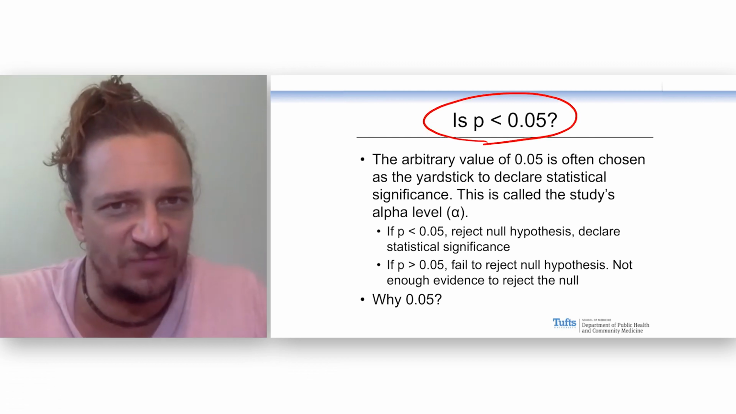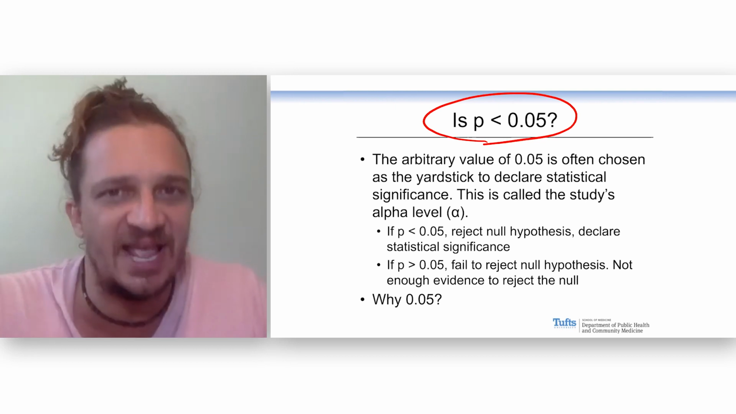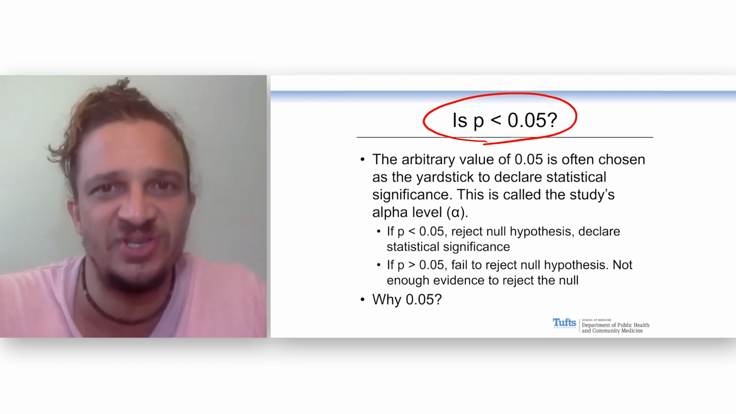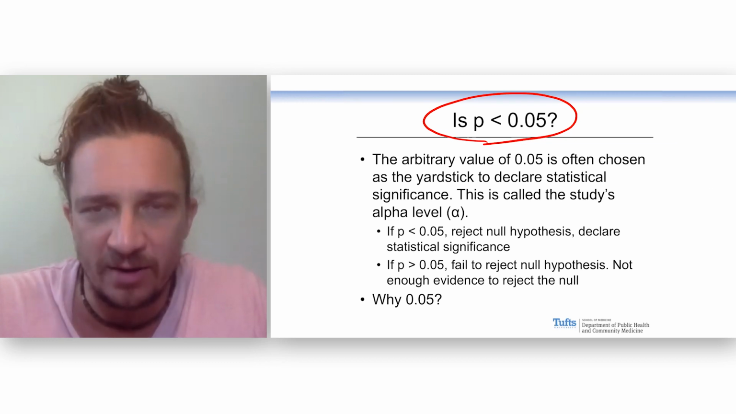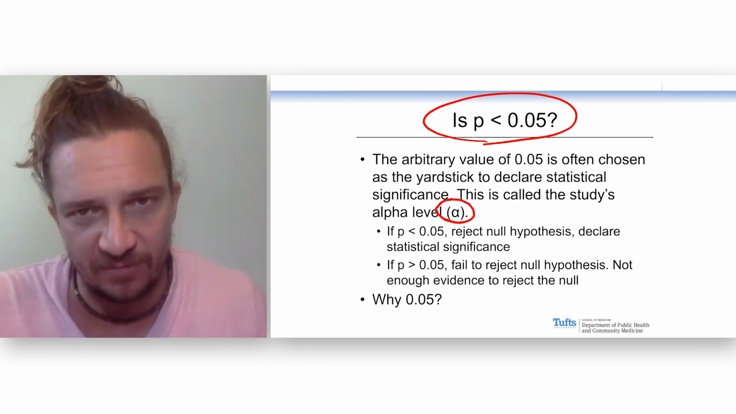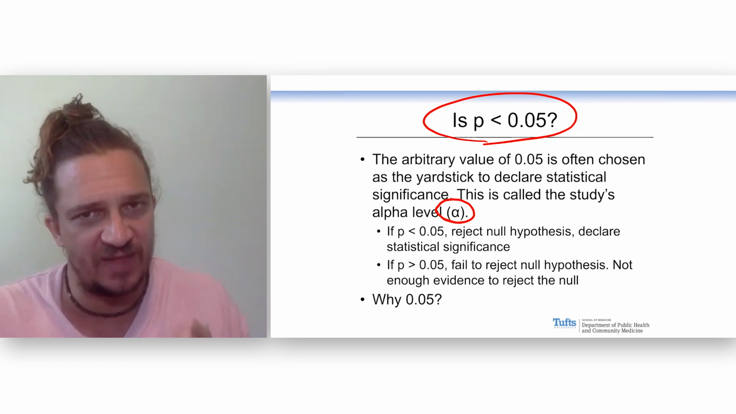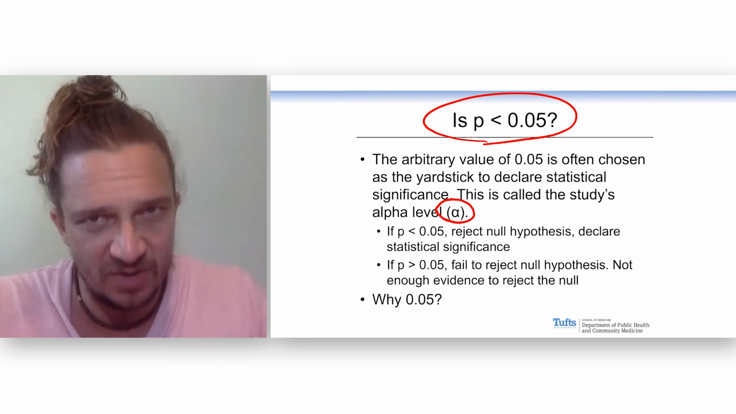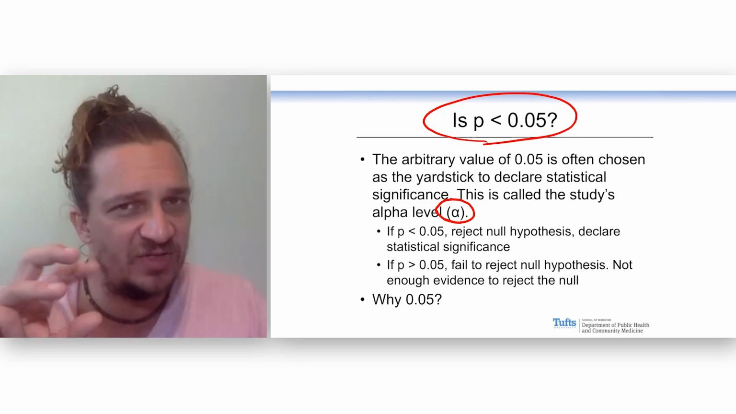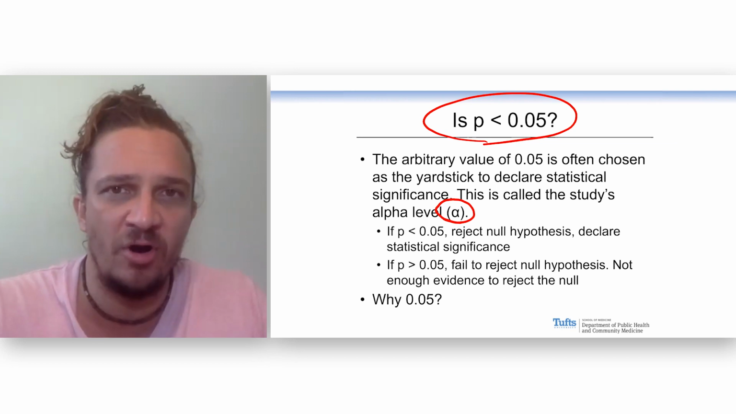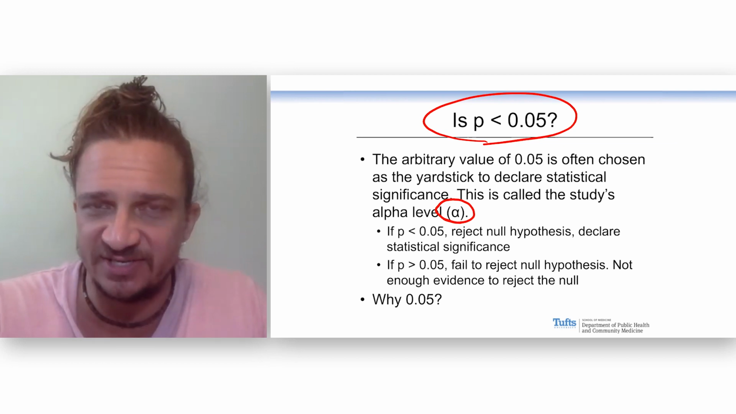0.05 is chosen as sort of this yardstick or this line in the sand of where we say, hey, that is now statistical significance. But that's arbitrary. You could choose any value that you want. When you choose that value, it's called the alpha level. It's the criterion that you choose for statistical significance. We're going to see that you can dial this a little tighter or a little looser, depending if you want to make it harder or easier to find statistical significance.